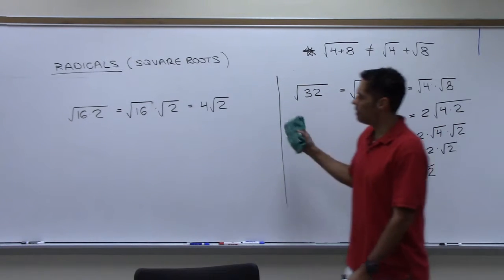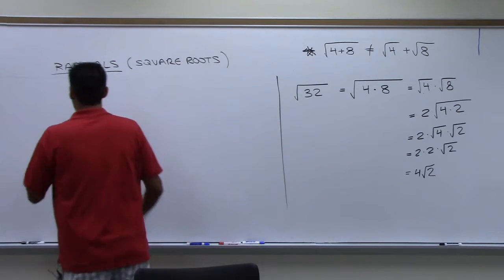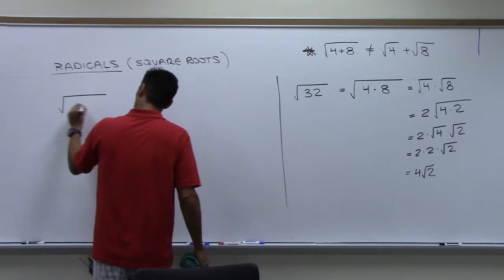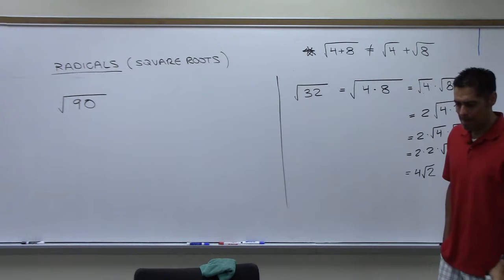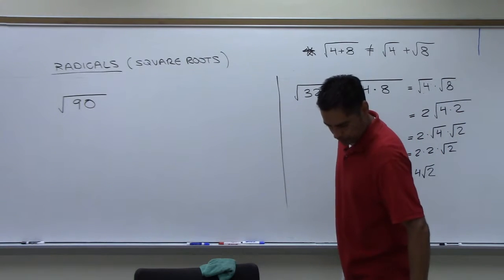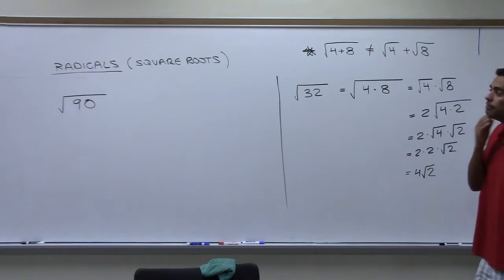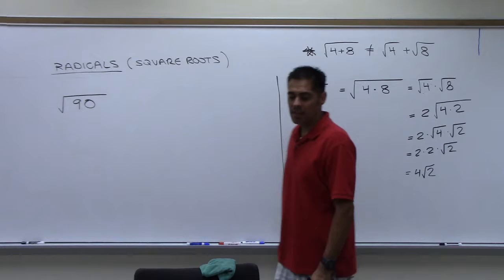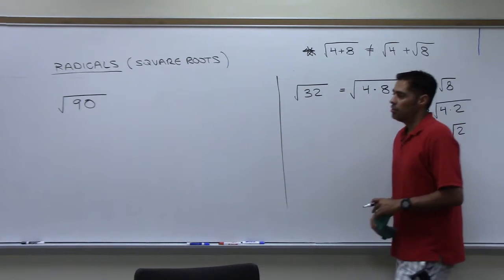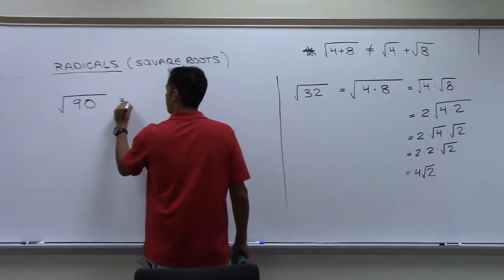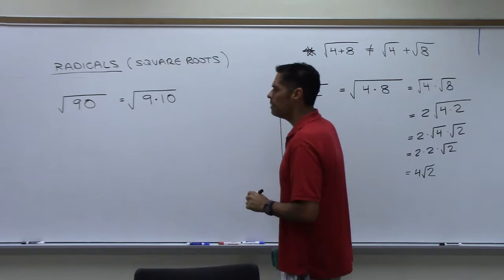Let's try something else. Questions? How about root 90? So 90 is not a perfect square, right? Can you split that into two numbers? 9 and 10? Can you think of any others that might be more efficient?